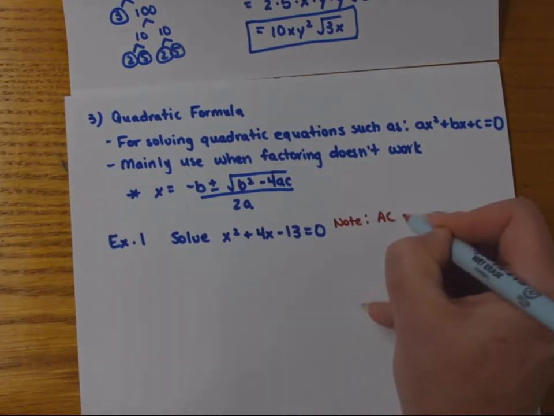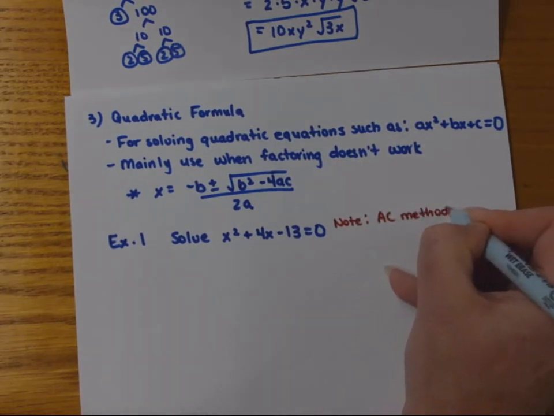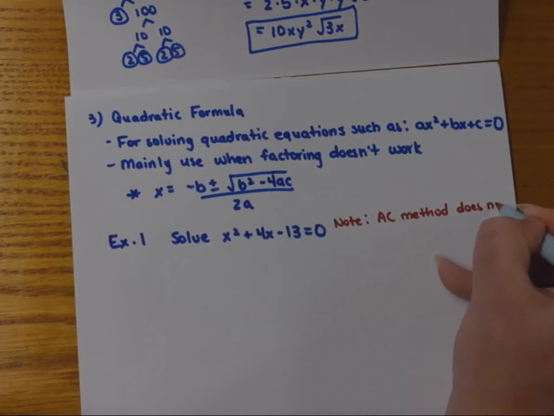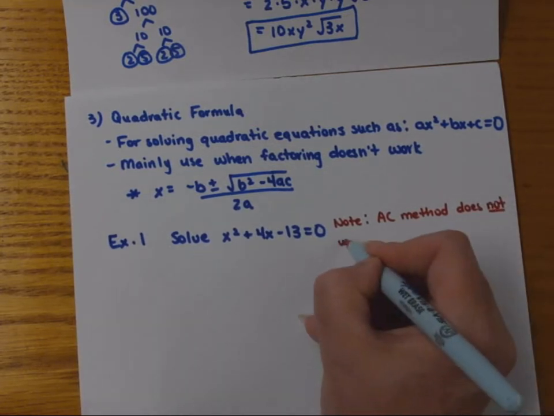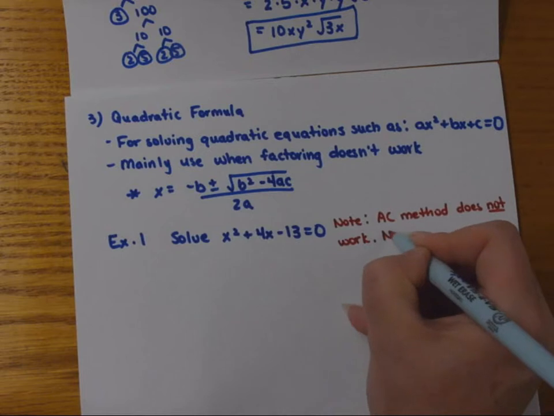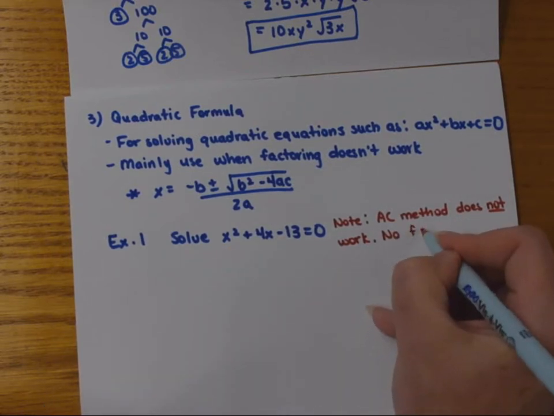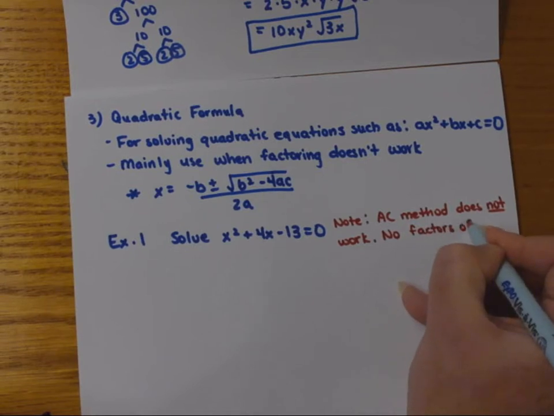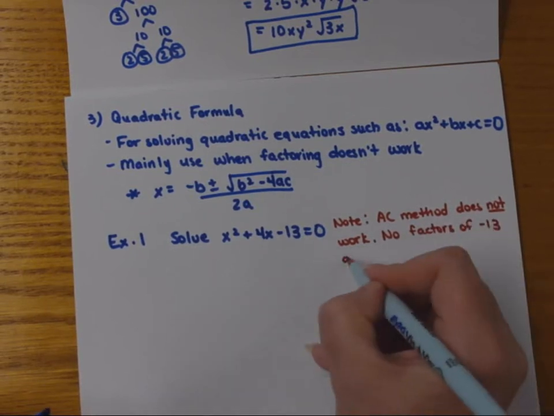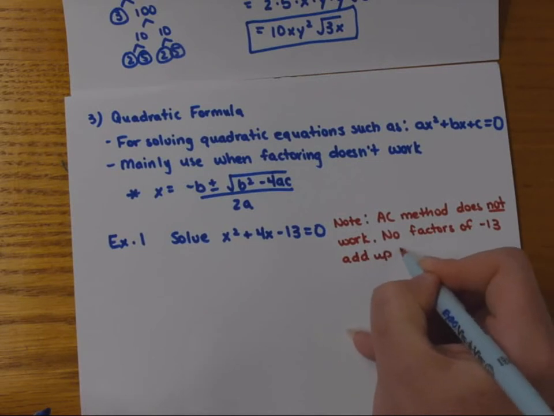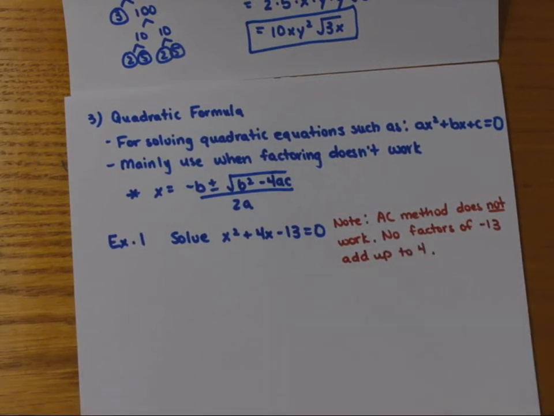Okay. Note that the AC method doesn't work here, because think about what you would do, right? You would be looking for factors of negative 13, because 1 times negative 13 is negative 13. So no factors of negative 13 will ever add up to 4, right? Because the only thing that gives you negative 13 is either 1 times negative 13 or vice versa, negative 1 times positive 13, neither of which would ever add up to 4, right? So factoring wouldn't even work here anyway.